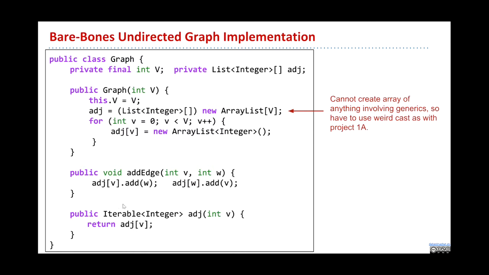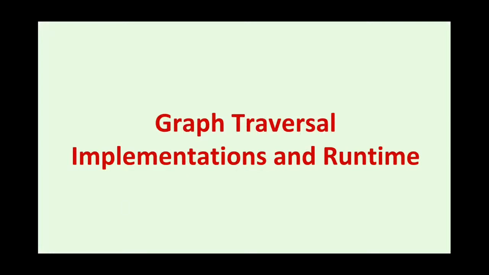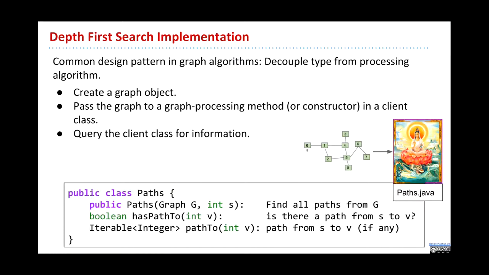All right. Cool. Okay. So now let's talk about how our traversals will actually be implemented, and hopefully we'll talk about runtime as well. So first thing I should let you know is that when you actually implement these algorithms, it is a very common pattern that you'll decouple the graph type from the processing algorithm. So often you'll create a graph object, and then you'll pass that object to some other class. It's not that you're going to create a depth-first paths method inside your graph class. Instead, you'll have a paths class that will accept a graph.